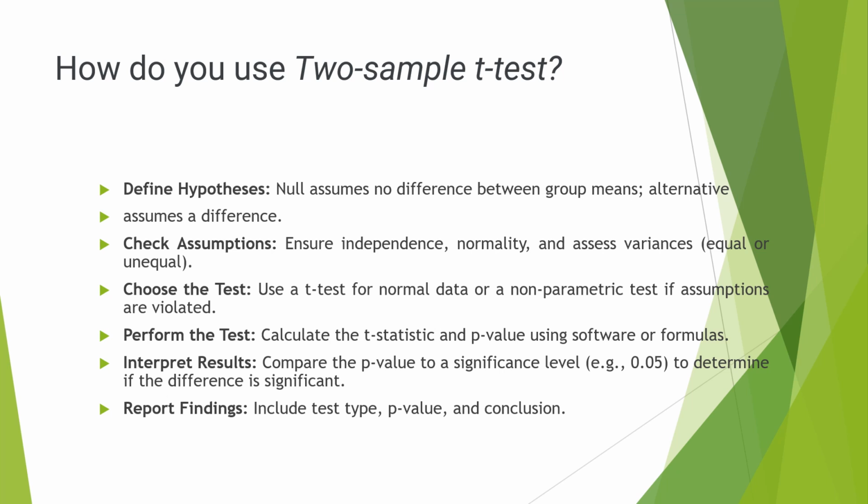Perform the test: calculate the t-statistic and p-value using software or formulas. Interpret the result: compare the p-value to a significance level, for example 0.05, to determine if the difference is significant. Report findings: include test type, p-value, and conclusion.